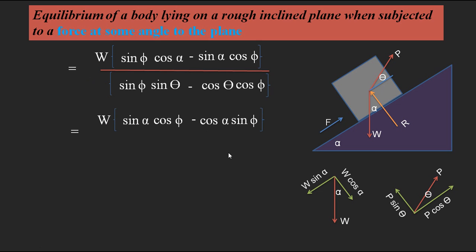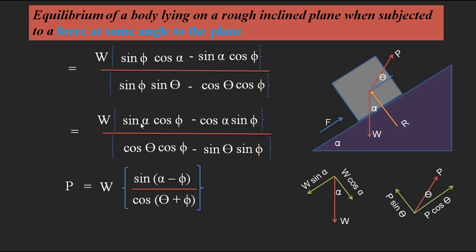So I want to write that reversed form, sin alpha cos phi. This sin alpha cos phi, that is sin a cos b minus cos a sin b, we get when we take the negative as common, and divided by, again cos terms and sin terms are replaced here, and it becomes cos comes to the left and sin terms come to the right when we take the negative as common. So now cos theta cos phi, that is cos a cos b minus sin a sin b. Now directly we can write P is equal to W of sin alpha minus phi, meaning sin a minus b, and similarly cos a plus b means cos theta plus phi.